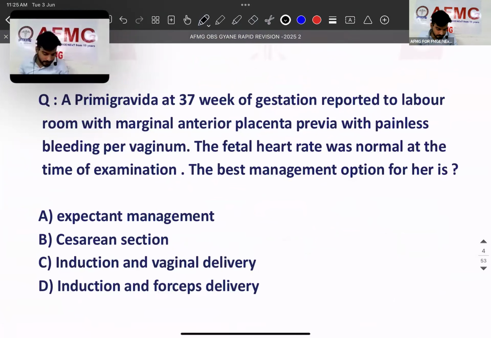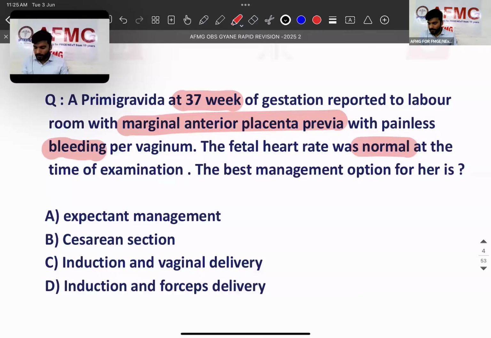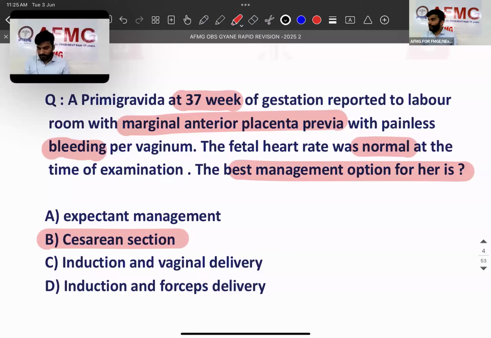Online people as well? Why are the chats not coming? What will be the answer of this question, children? A primary gravida at 37 weeks of gestation reported a labor with a marginal anterior placenta previa, painless vaginal bleeding. Sir, fetal heart rate was normal. The best management option, cesarean section. I just told you, 37 weeks placenta previa. What is the answer? Cesarean section.